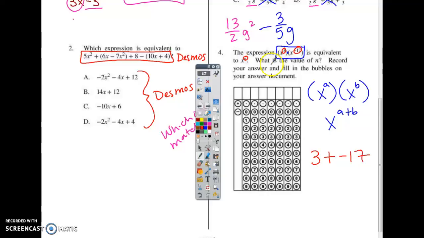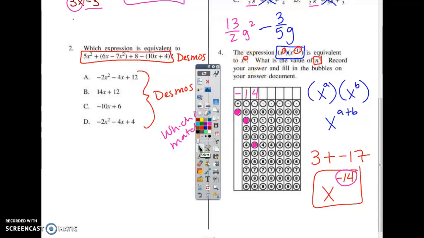Okay? It says, what is the value of n? So I only need that number. So this gives you what? Negative 14. So then you have x to the power of negative 14. And we only want the negative 14 right here. Okay, bubble the negative, bubble the 1, bubble the 4. Okay? That's how it's going to be tomorrow. Make sure that you remember that because they only wanted the exponent. They told you right here, x to the n. That would be the answer. And they just want just the n, which is the number of the exponent.